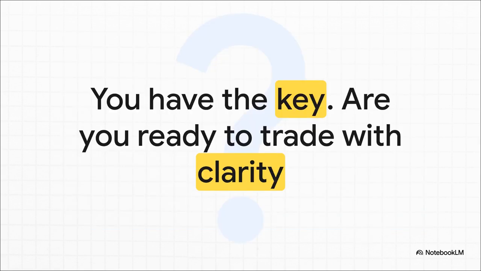So there you have it. When you thoughtfully combine the MACD as your compass and the RSI as your exhaustion meter, you can seriously transform your trading. You can go from just guessing in the chaos to making informed, high-confidence decisions. You now have the golden key. The only question is, are you ready to use it and start trading with clarity?